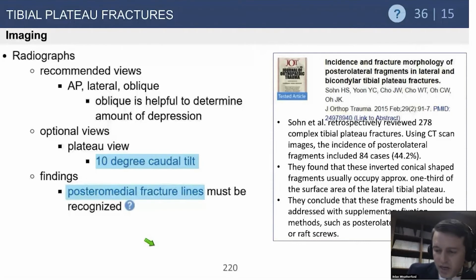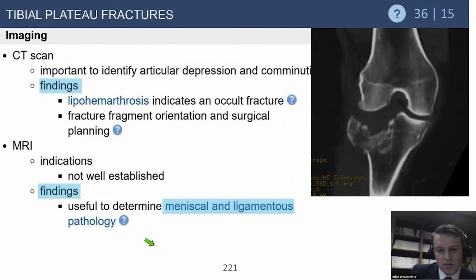There's a great study out of Harborview. I believe that Dave Barei was the senior author in that setting. But what they found is that there is a high incidence of posterior medial fracture involvement, up to 40% or more of patients that have bicondylar patterns, and a CT scan in that setting can be very helpful to further delineate the injury.